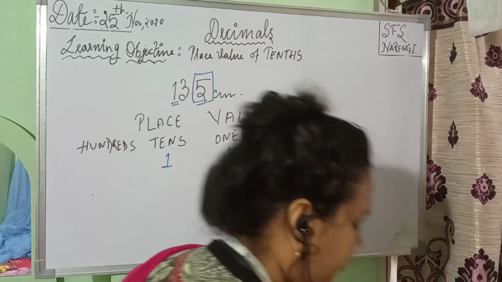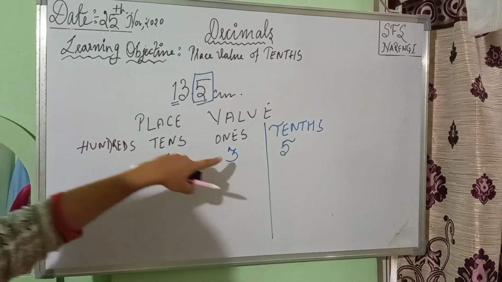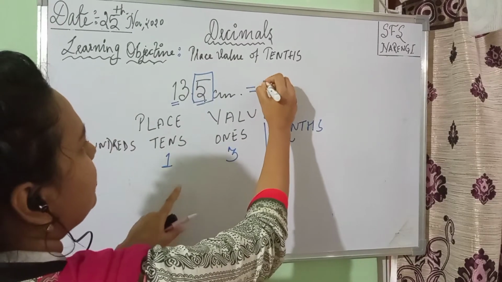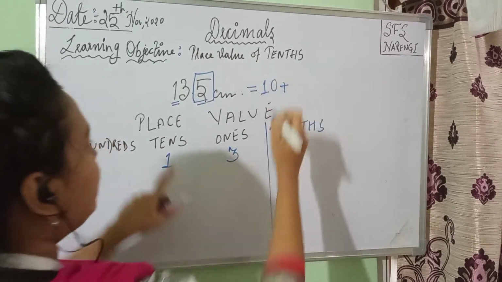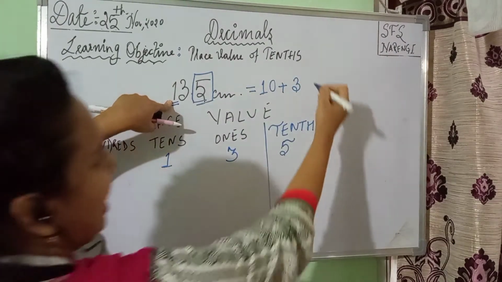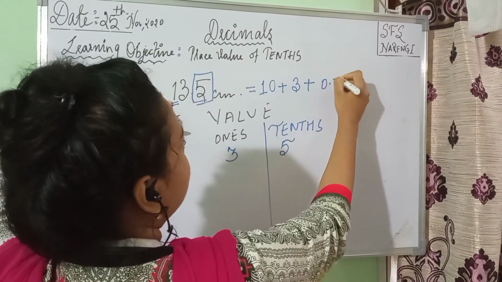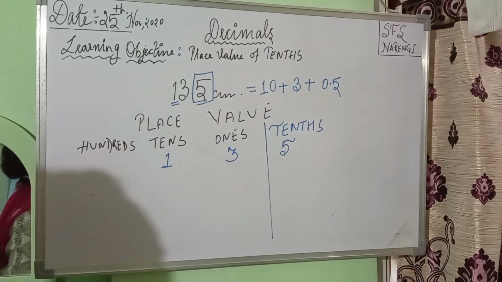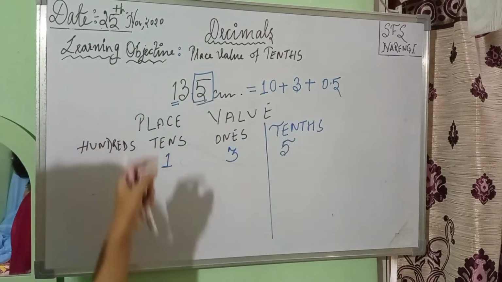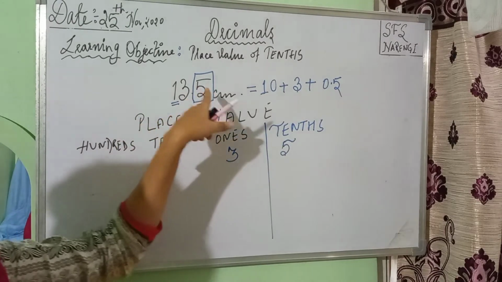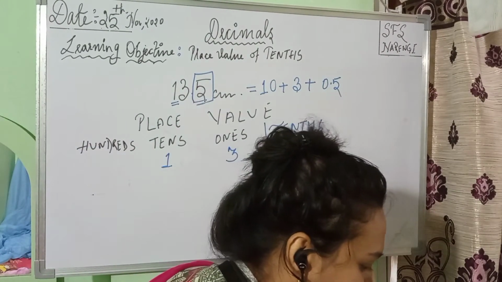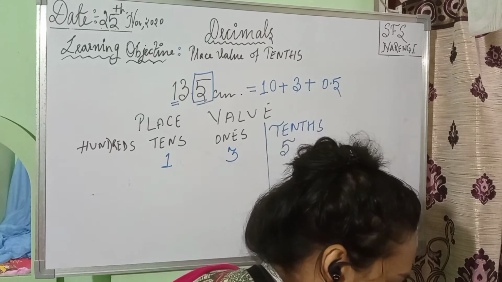So when I say tens place, ones place, what does it mean? I can write it as 10 in the tens place plus 3 plus 0.5. Now see children, if you add it all up, what do you get? You get 13.5. Alright, so let us try another problem.